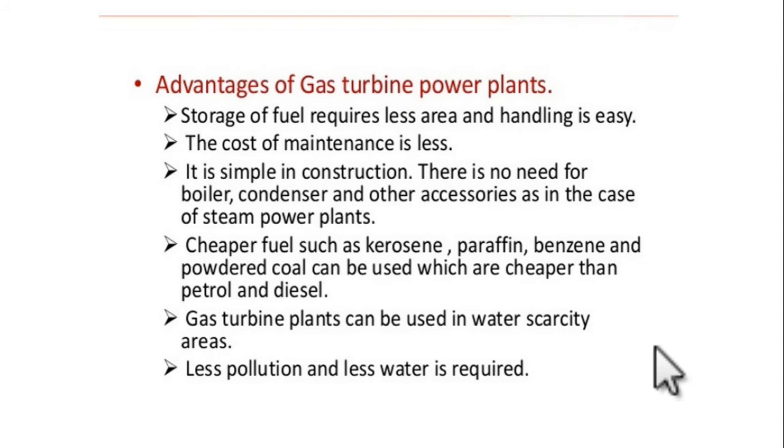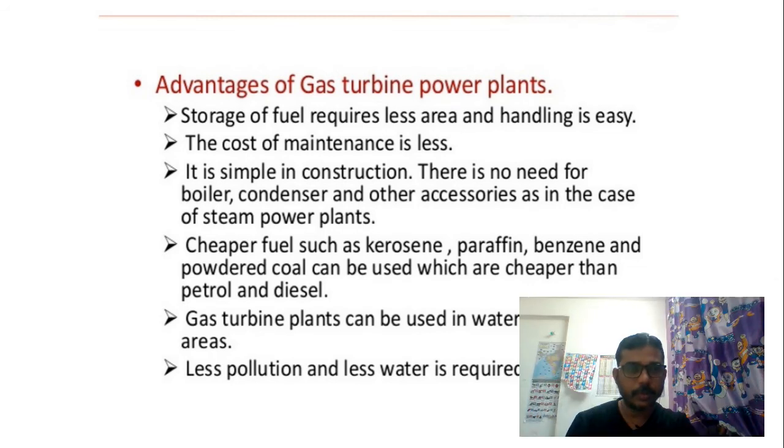Advantages of gas turbine power plant: we can see that the storage of fuel requires less area and handling is easy. Maintenance cost is very less, simple in construction. Cheaper fuel such as kerosene, paraffin, benzene, and powdered coal can be used. Gas turbine plants can be used in water scarcity areas, less pollution, less water is required.